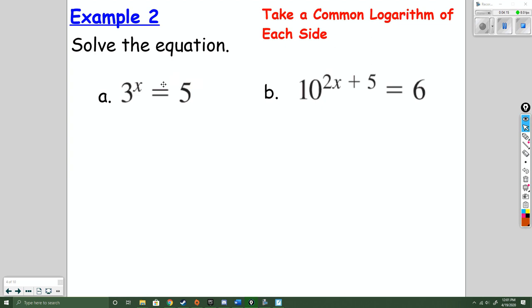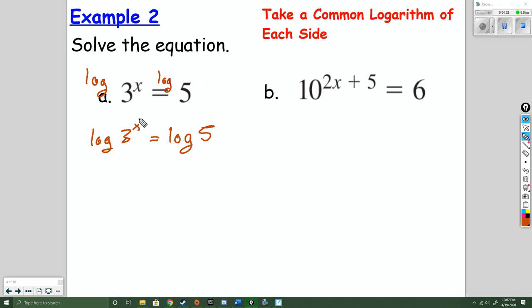So what we're going to do to answer this question is we could actually do one of two things, and what I'm going to recommend is take a common logarithm of each side. So take a common logarithm of each side means write log on both sides. So this becomes log of 3 to the x power equals log of 5. All right, so we're taking the logarithm of both sides, the common log of both sides.